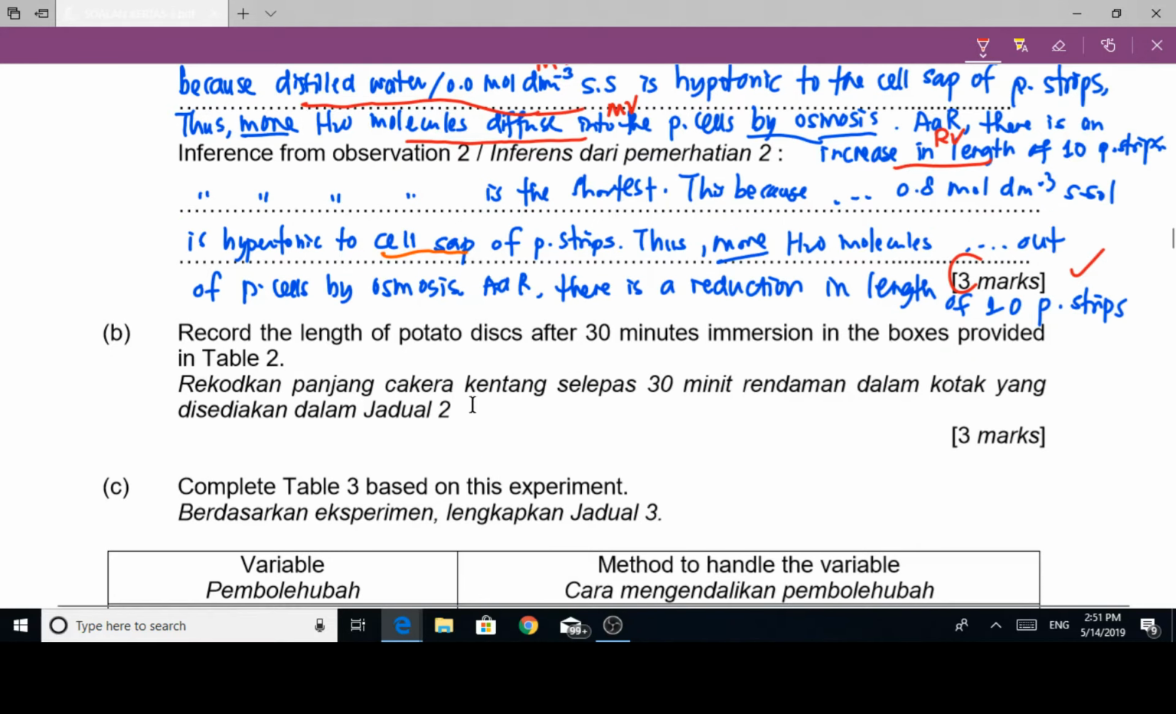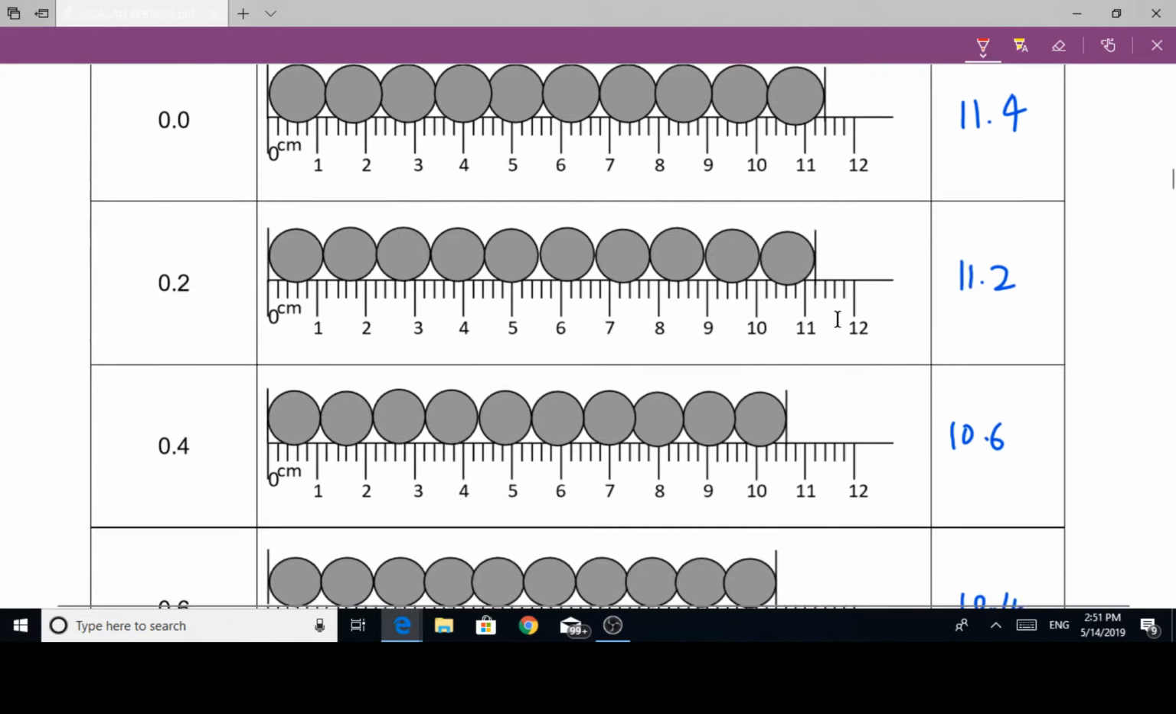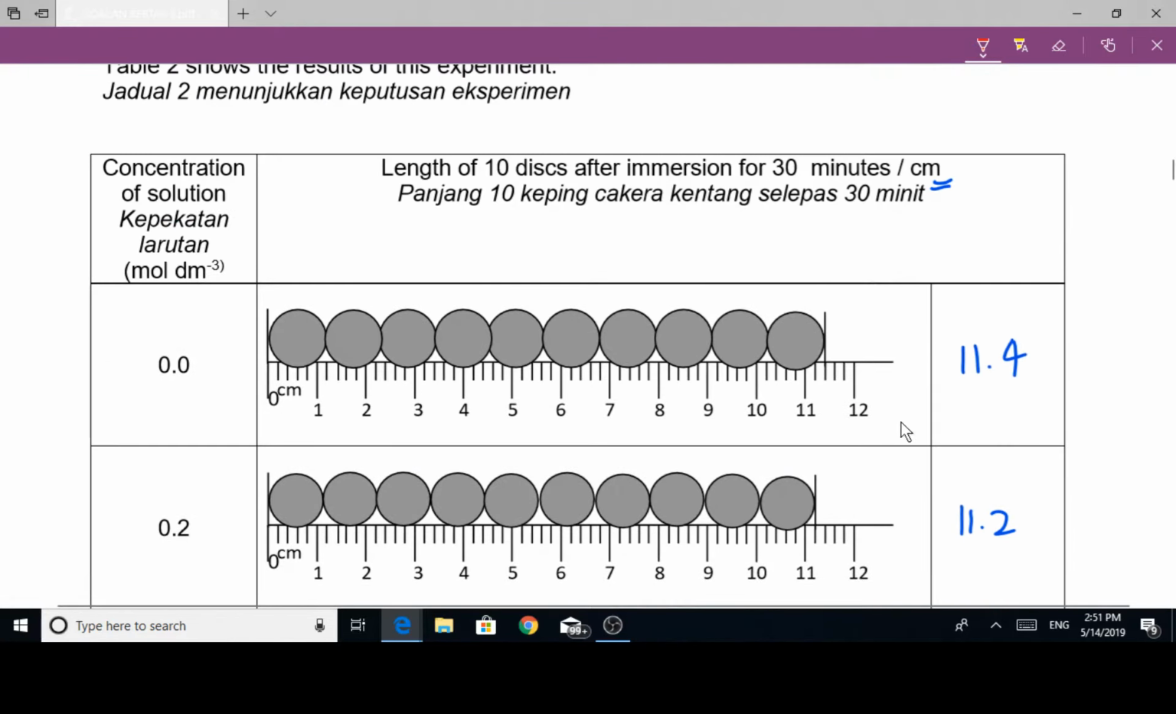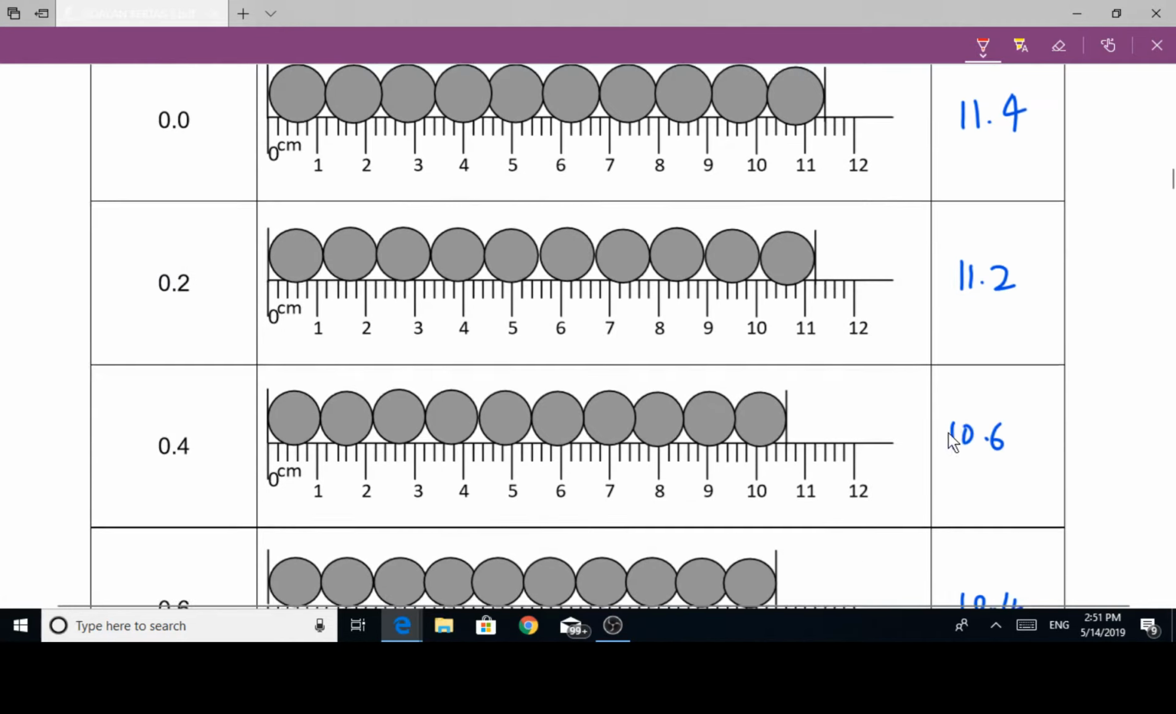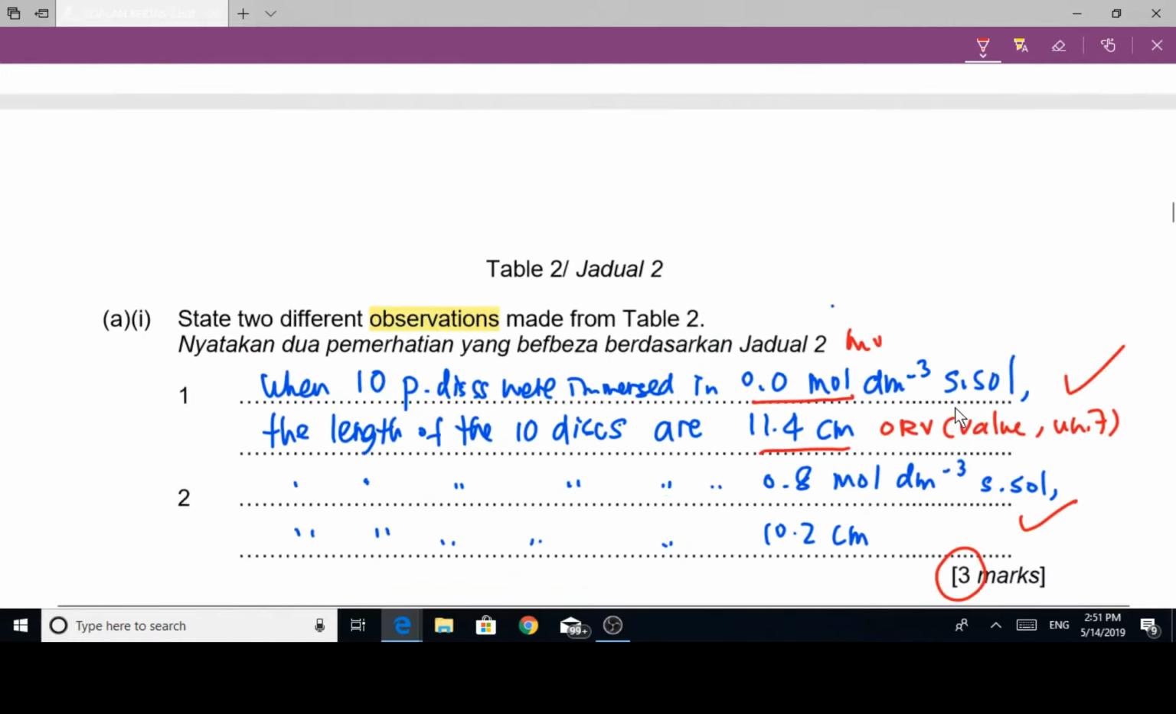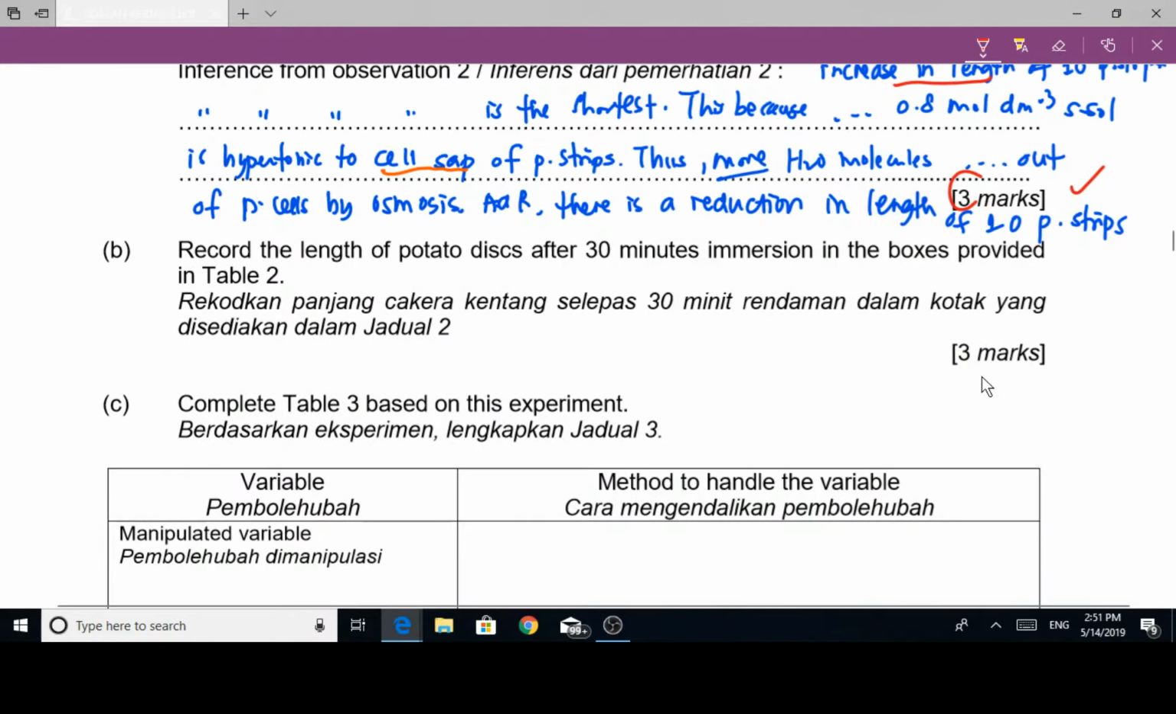Then B, record the length of the potato disc after 30 minutes immersion. Okay, so we have recorded it just now. Remember not to make any mistakes when taking the readings of the ruler. So if you got all of them correct, then you get 3 marks.